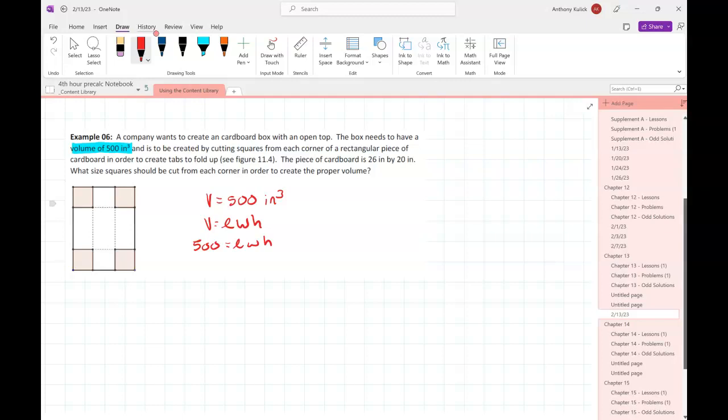Let's label the length, width, and height for the box now. So this piece here would be like our length, right? That piece there would be like our width, and that piece there would be like our height. Does that feel okay to you guys? And just labeling our picture here?